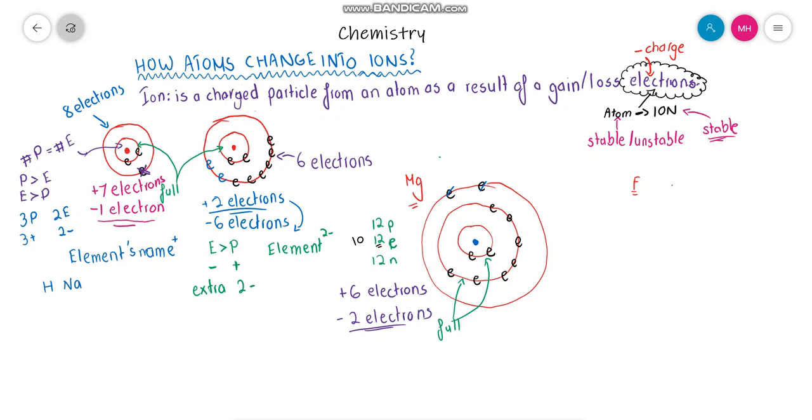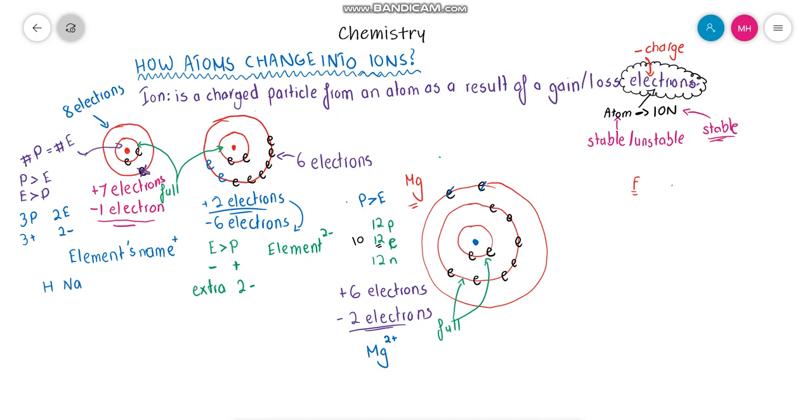When they lose these 2 electrons, this whole energy level is gone, and this creates an imbalance. This time there are more protons than electrons, 2 more protons than electrons. So we write magnesium with a 2 plus charge, the 2 being the number of extra protons, whether it's the number of extra protons or electrons.